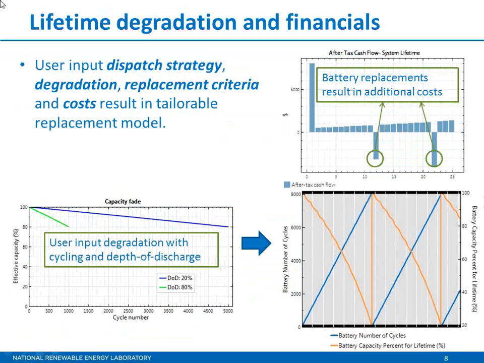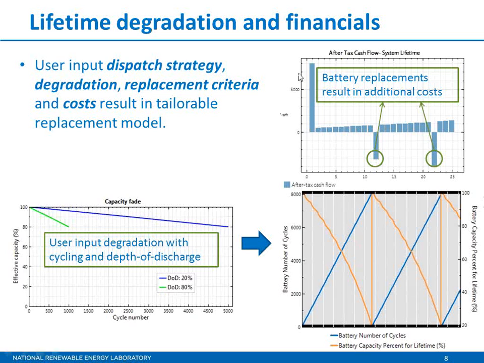So as I mentioned before, one of the main benefits and challenges to modeling over a lifetime is the ability to see degradation of the system, and also to be able to capture those costs that have to be incurred. And so in order to capture these costs, you have to have an idea of the dispatch strategy, as well as battery degradation, the replacement criteria, and then the costs.